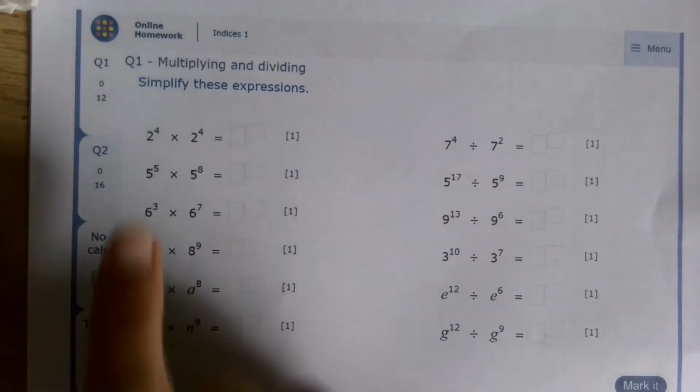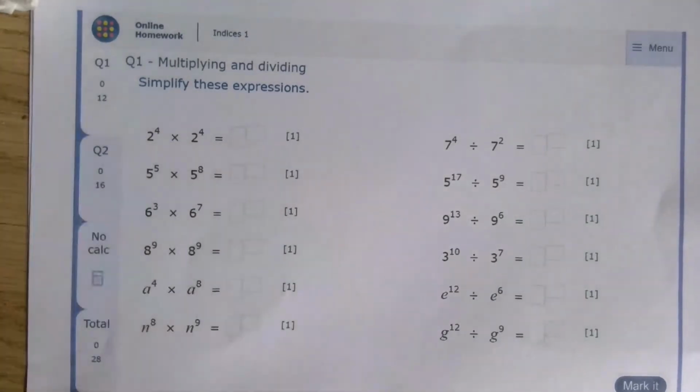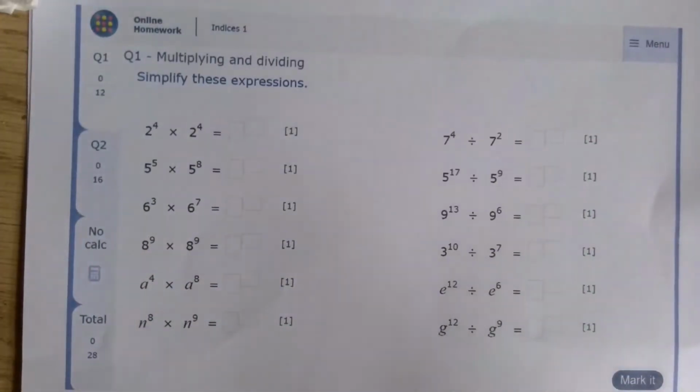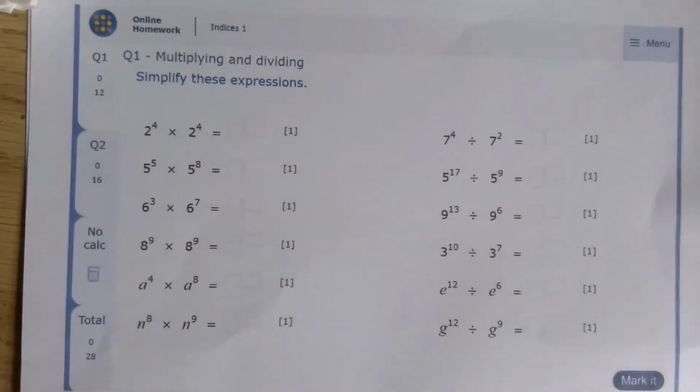In this homework we look at the 3 basic rules of indices. Indices is another word for power, and all of the little numbers here in superscript are indices. If we've got one of them, it's called an index, not an indice as some people try to call them. They are one index, several indices.